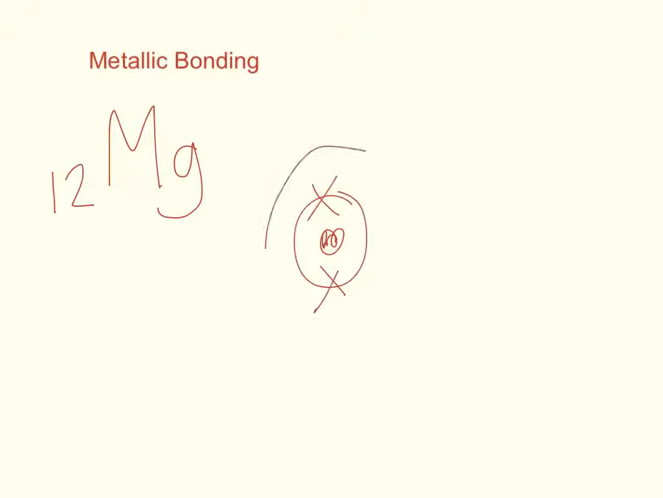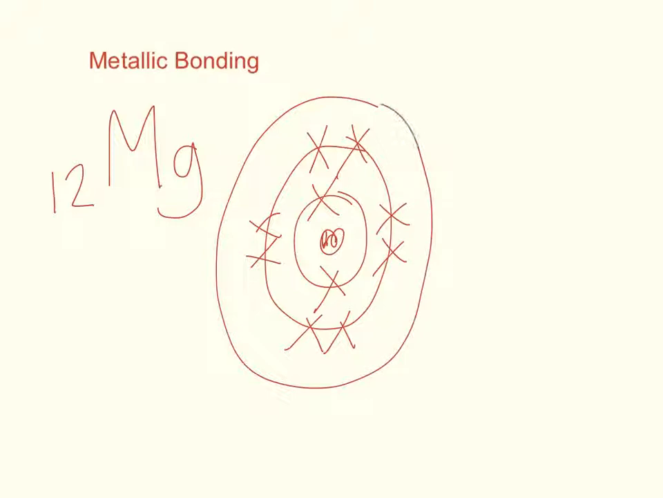Now metal atoms, when they form ions in ionic bonding, lose their outer electrons. This is because they don't tend to have very many electrons in their outer shell. For example, magnesium has 12 electrons. So it has 2 in the first shell, it has 8 in the next shell, and it has 2 in the final shell. Those 2 in the final shell means that it's in group 2.